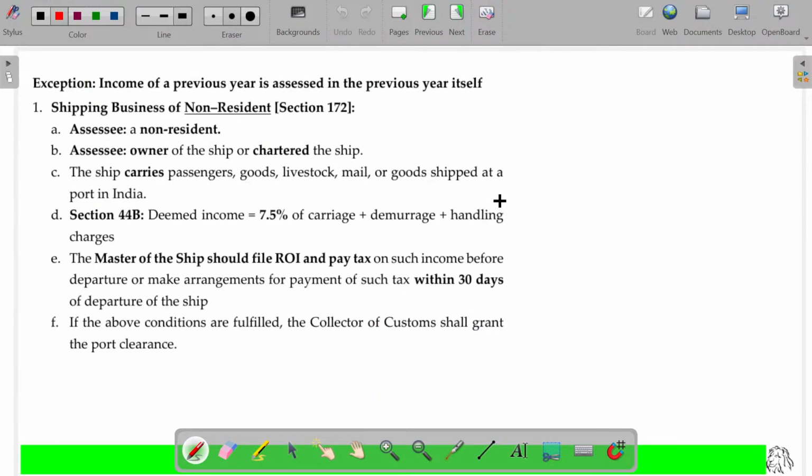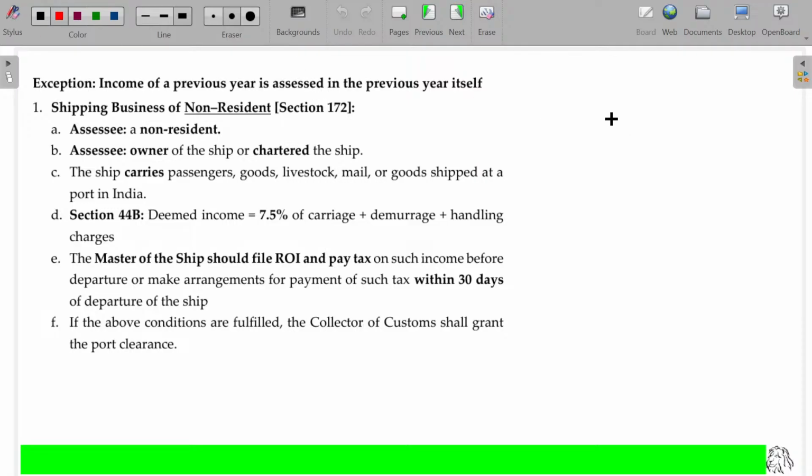Now, come on. The previous year being 24-25, the assessment year being 25-26. Clear? The income earned in this period is assessed. That's why it is called the assessment year. This is called the previous year.